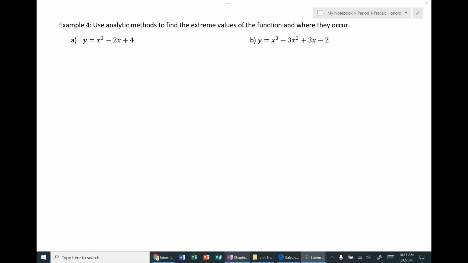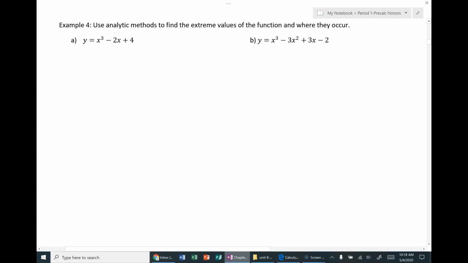Hey guys, so here is our example 4. It's very similar to example 3. Actually, the remaining examples in 4.1 are very similar to each other. Direction for example 4 states, use analytic methods to find the extreme values of the function and where they happen.